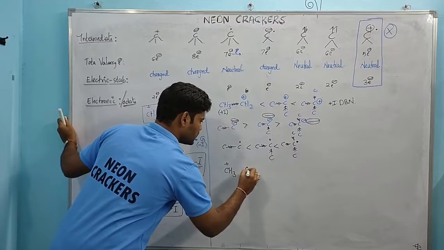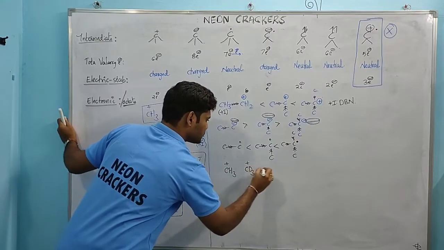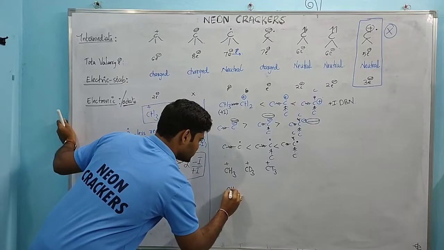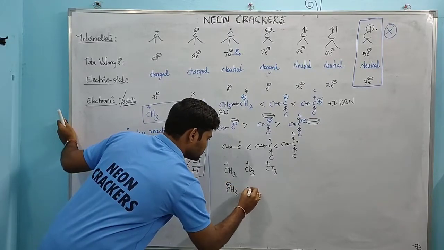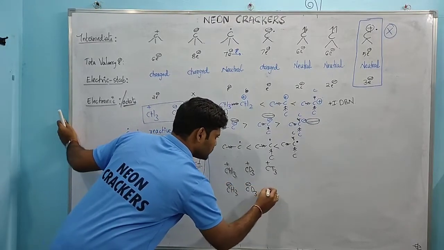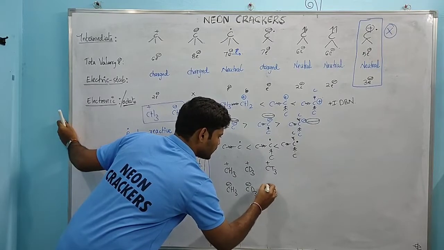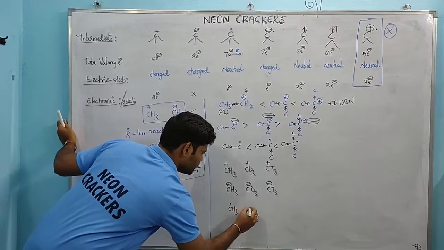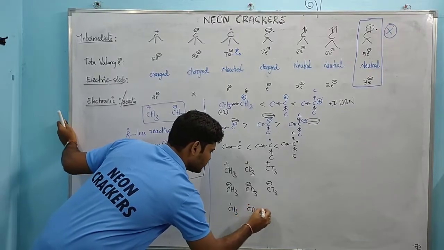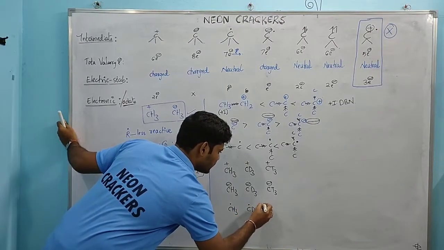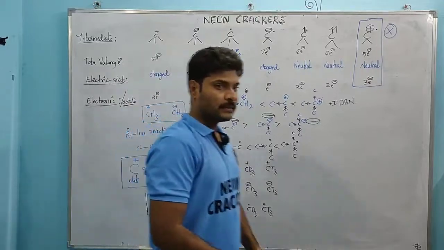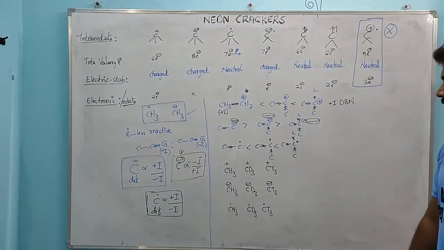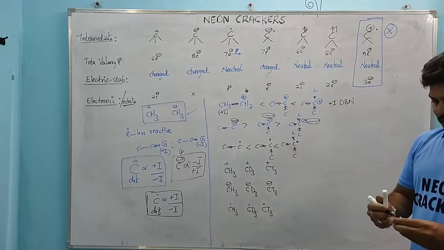Now find out one answer here. CH3 plus, CD3 plus, CT3 plus. Next set: CH3 minus, CD3 minus, CT3 minus. Next one: CH3 radical, CD3 radical, CT3 radical. So find out the stability order. First one is the stability of carbocation, second one is carbanion, third one is the carbon radical.